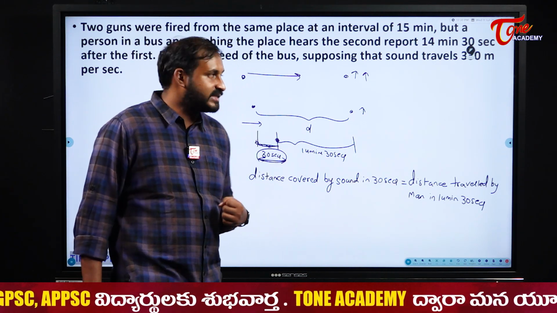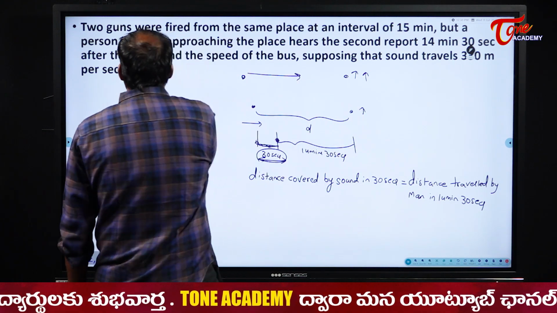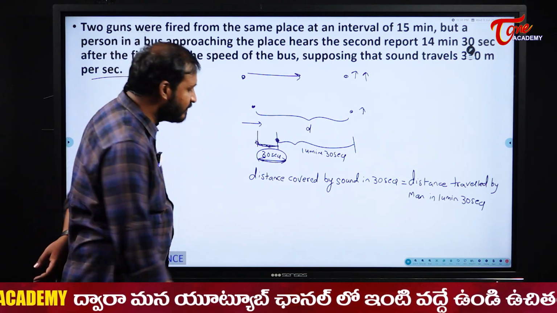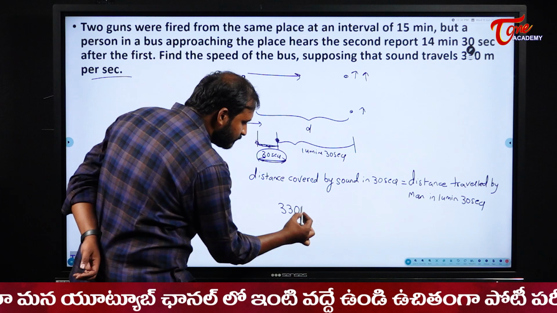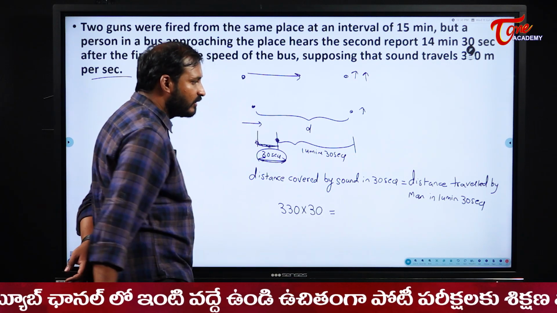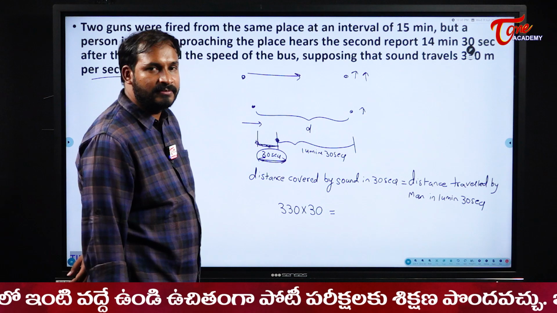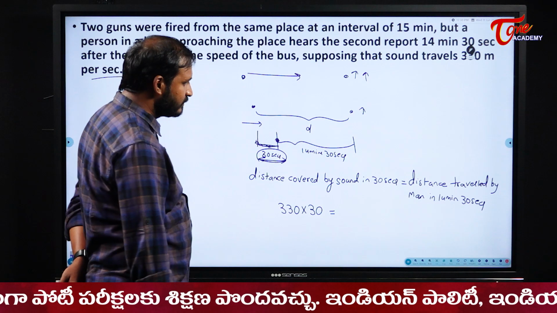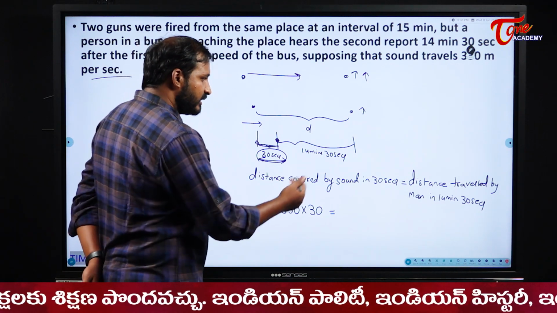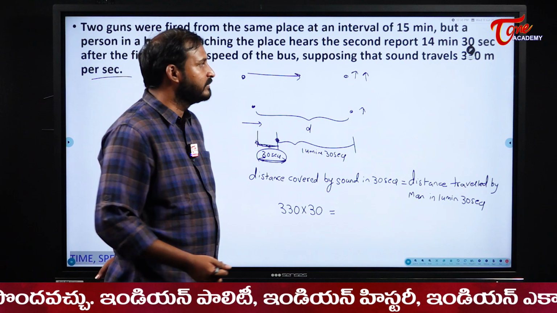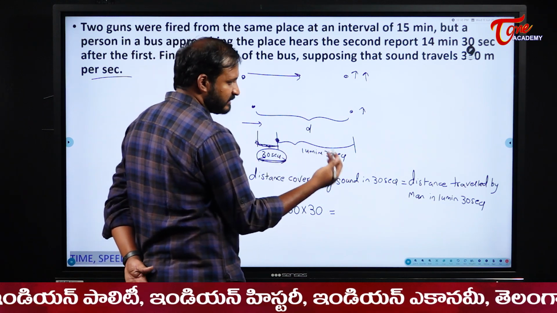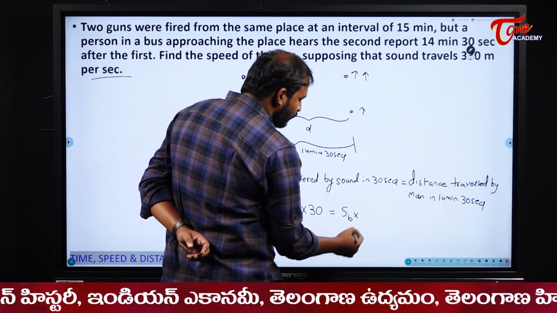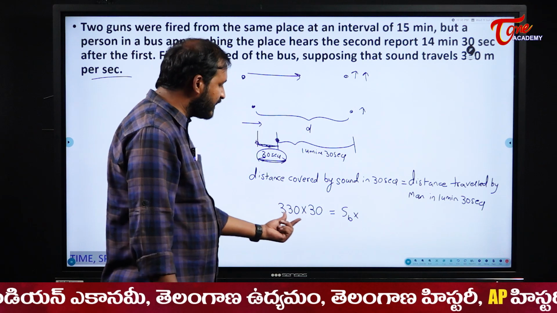14 minutes 30 seconds. What is the speed of the sound they have given us? 330 meters per second. So the distance covered by sound in 30 seconds will become what? 330 into 30. That is equal to the distance travelled by the man in 14 minutes 30 seconds. We don't know the distance between them. The same distance. What is the distance formula, students? Speed into time. Speed of that bus, since he is travelling by a bus, right? So speed of the bus into time, which is 14 minutes 30 seconds. This one was in meters per second, so in seconds.